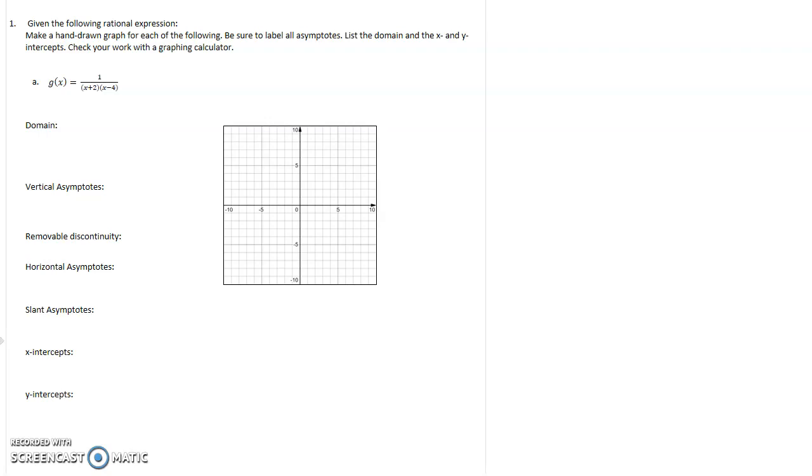All right, in this one, we're going to draw a graph of this. So we're going to kind of put all these pieces together, see if we can come up with a graph. So I'm going to list the steps that we're going to follow to find these over here. So let's start with, it says find the domain.